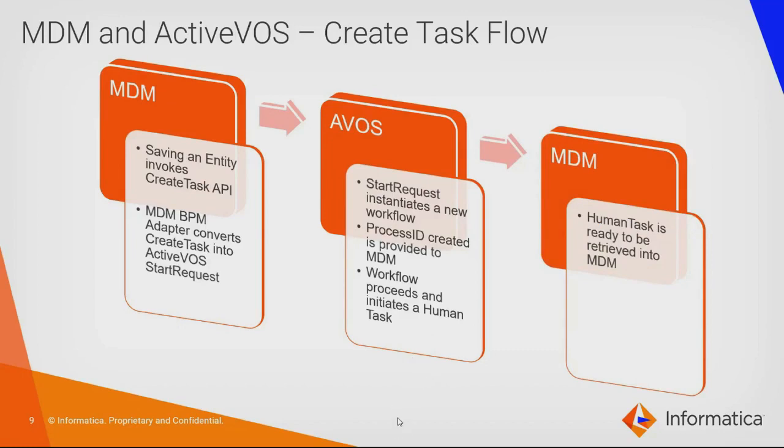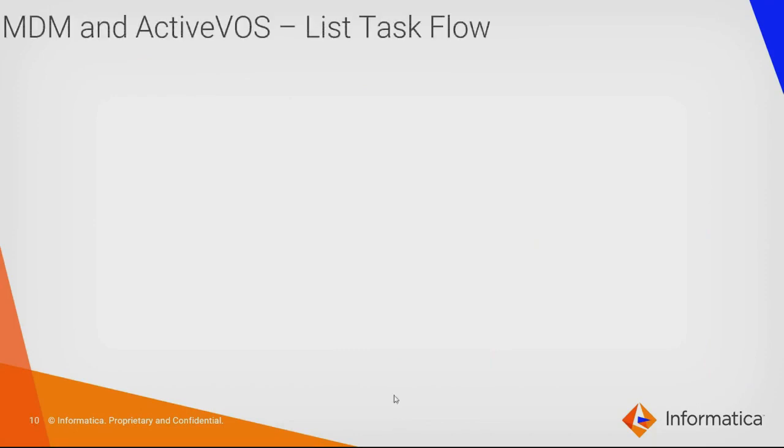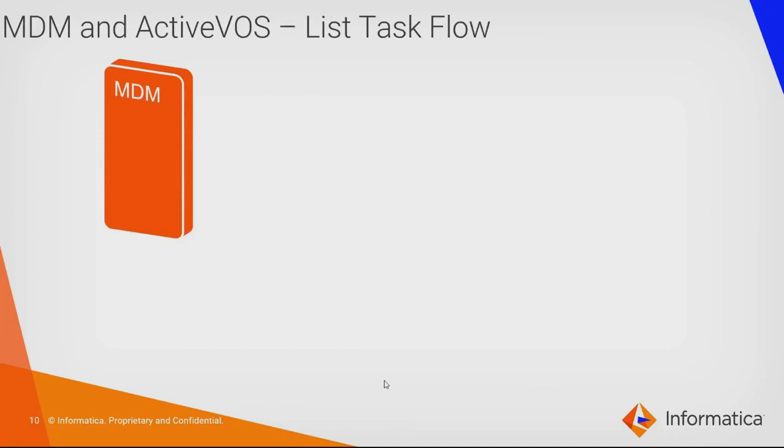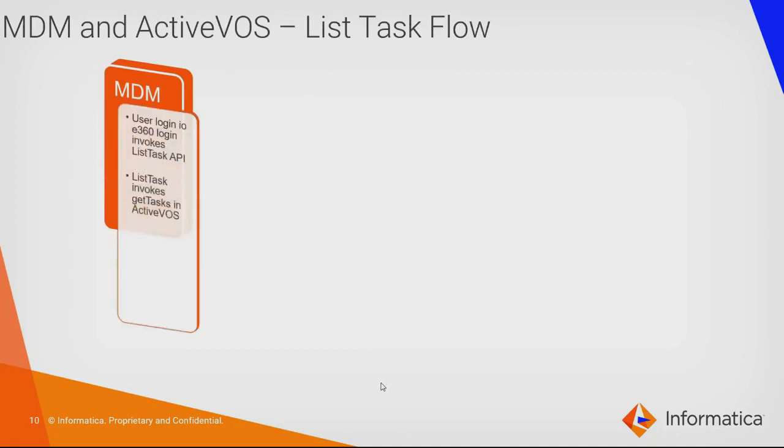Moving on to the list task flow, which is the retrieval of tasks back into MDM. After a user logs into MDM and goes to the task manager, it invokes a list task API. The BPM adapter converts it into a get task API for ActiveVOS, which is the ActiveVOS native API for retrieval of human tasks.